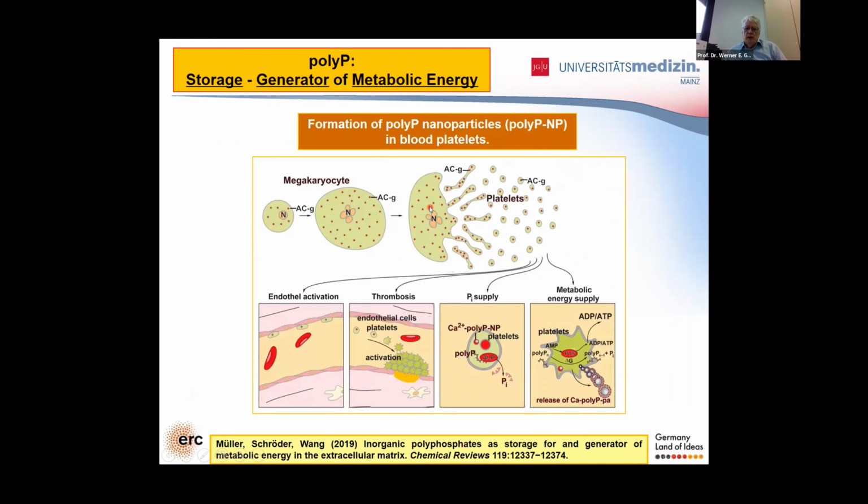Polyphosphate is primarily formed in the megakaryocytes, from where the platelets derive. And then in the platelets, which are filled with polyphosphate, it is released as a soluble 40-mer of polyphosphate.